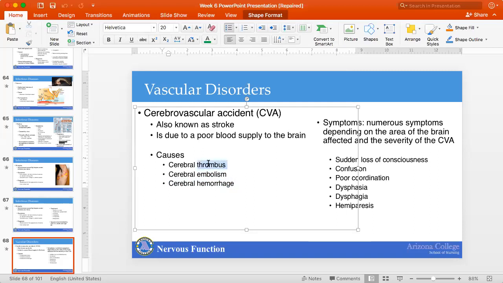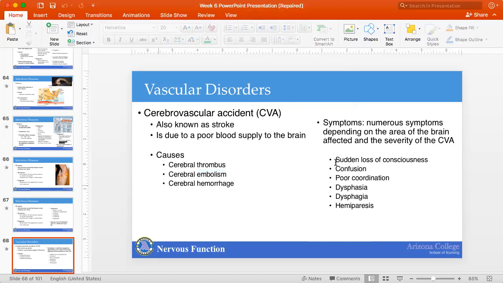A thrombus would be a blood clot that formed in the brain itself, and then an embolism would be a blood clot formed somewhere else and then traveling in the blood. That's more likely what it is. There are times where a thrombus could form, but most likely it'd be an embolus.